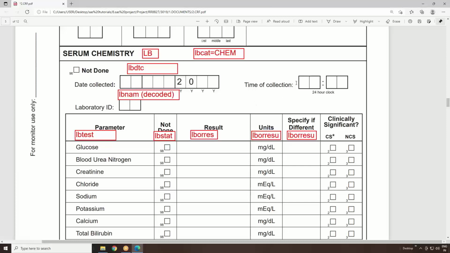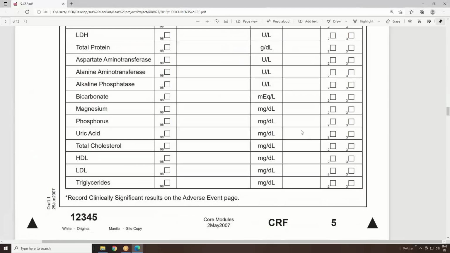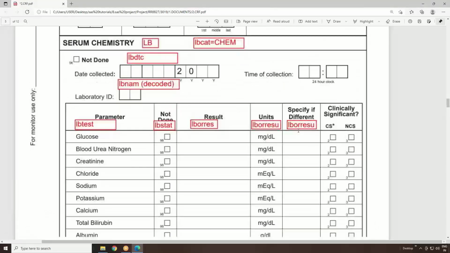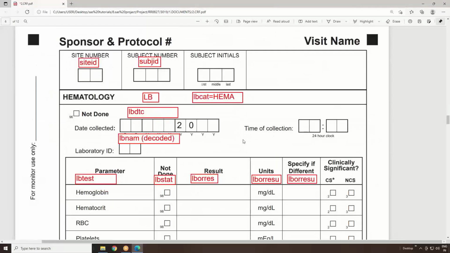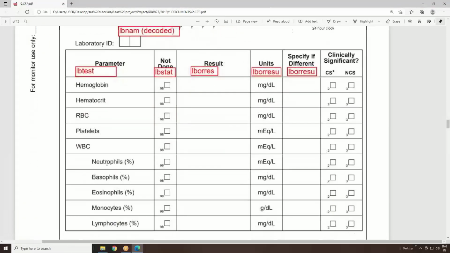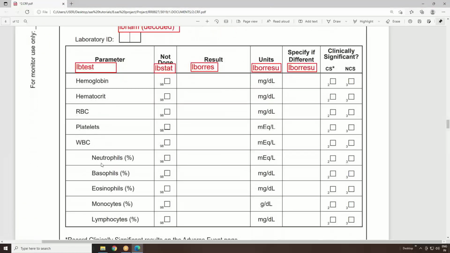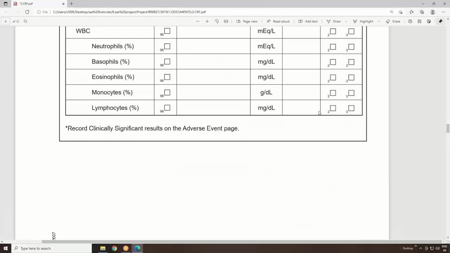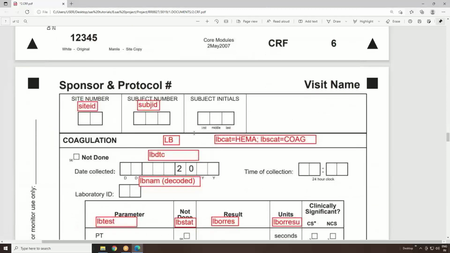You will also get the date when this particular glucose event was taken, the start date and the time, and everything you can get in the lab data set. And within the lab you have another category, hematology: hemoglobin, hematocrit, RBC, platelets, WBC, neutrophils, lymphocytes, monocytes, and so on, what the results are, and whether they are clinically significant or non-clinically significant.